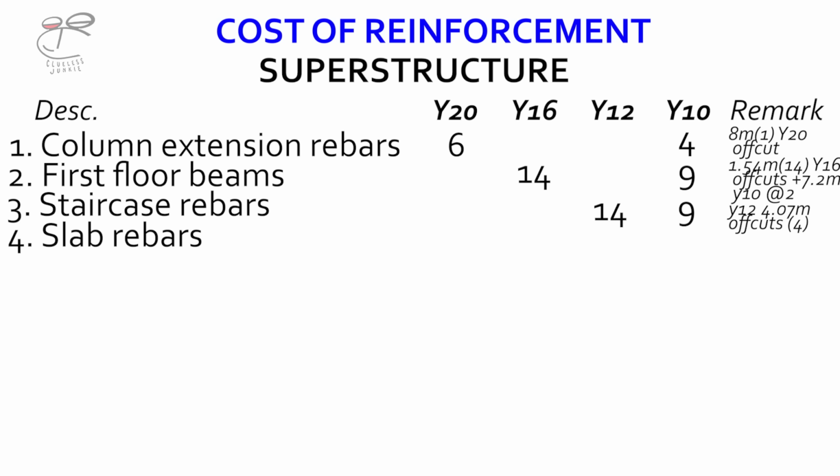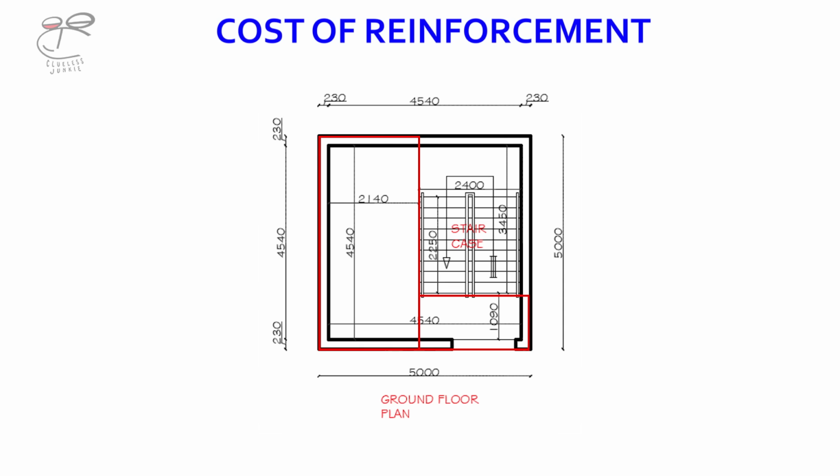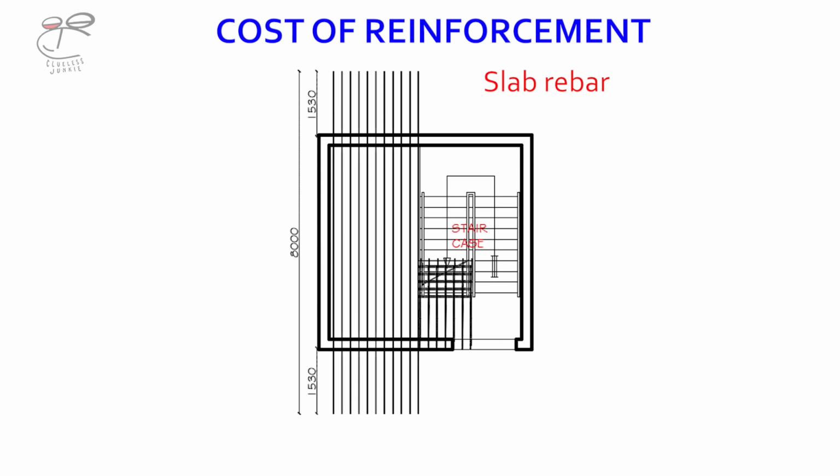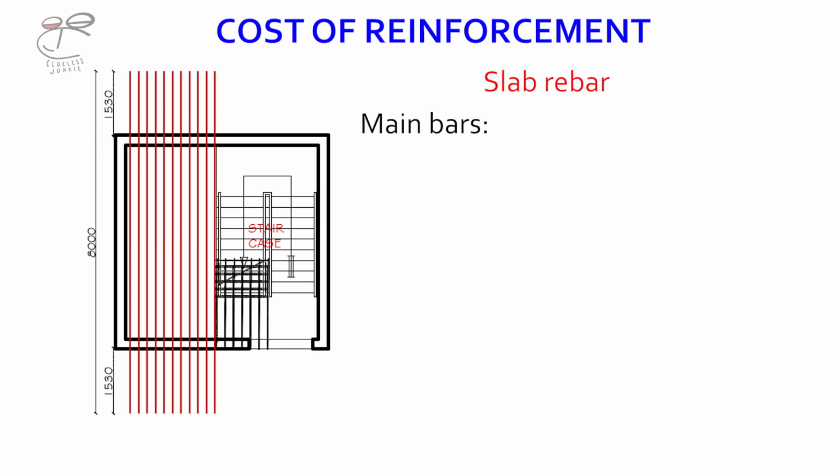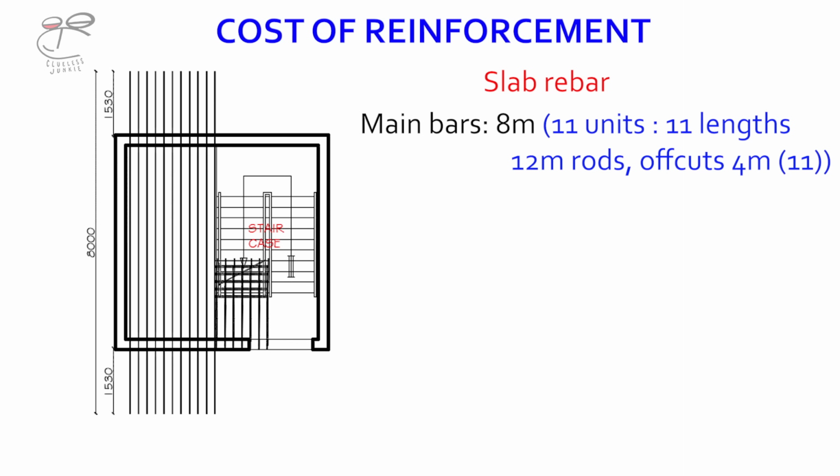And for the slab rebars, the point here is to create mesh for the areas that have a floor. This part, we're going to do main bars, which looks about 8 meter for each length of the main rebars. So we'll specify 8 meter for the main bars, and there is about 11 units of that.